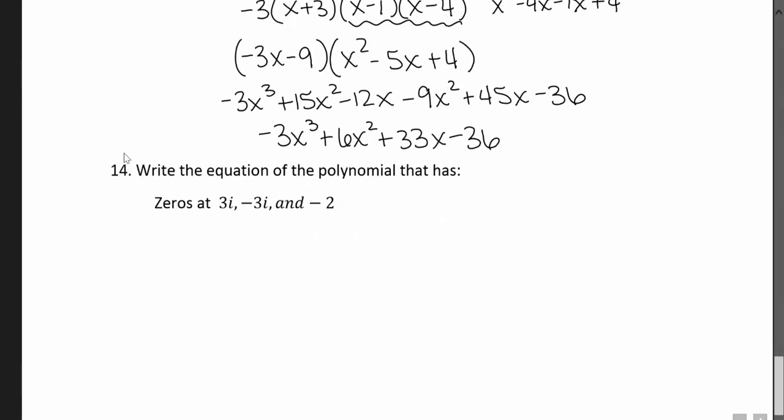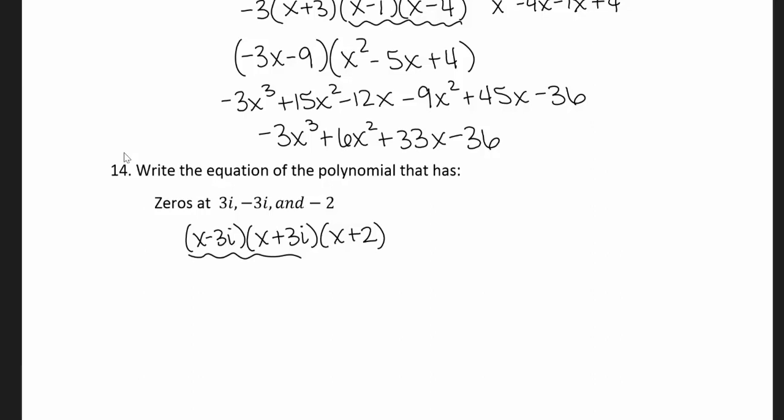All right, last one. Number 14. Write the equation of the polynomial that has zeros at 3i, so that's x minus 3i, negative 3i, so x plus 3i, and negative 2, so x plus 2. Since they're not giving me a leading coefficient, I will assume that it is 1. I'm going to work with my conjugate pair here, the x minus 3i and x plus 3i.